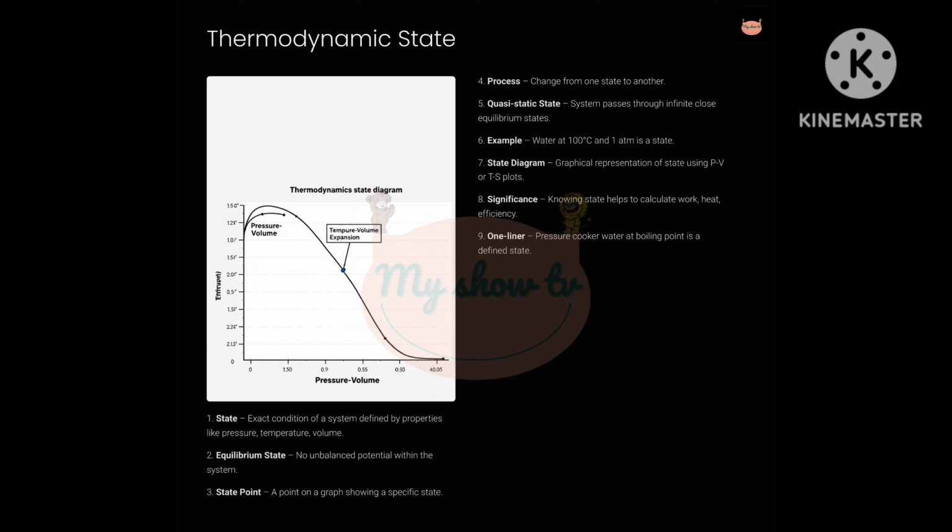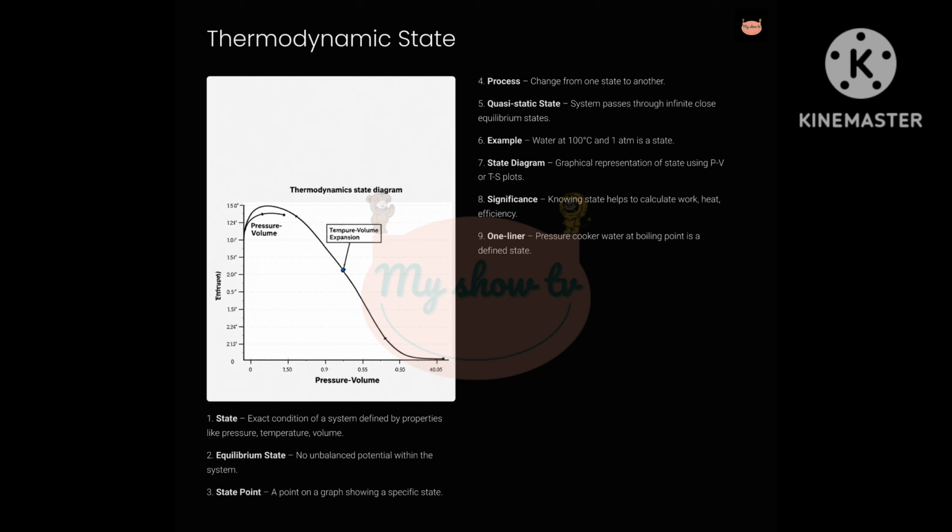Slide 3. Thermodynamic state. The state of a system is defined by its properties at a given moment, such as pressure, temperature, and volume. When all parts of the system are in equilibrium, thermal, mechanical, and chemical, the system is in a state of equilibrium. A state point is simply a point on a graph or diagram that represents a unique state of the system. When we connect different states on such a diagram, we see a process.